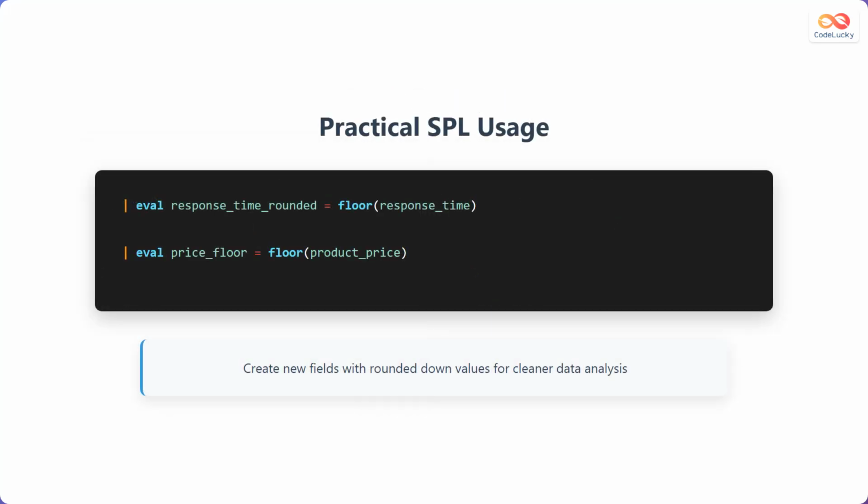In practical Splunk queries, you'll commonly use the floor command to create new fields with rounded values. For example, pipe eval response_time_rounded equals floor of response_time creates a new field with whole number response times. Similarly, pipe eval price_floor equals floor of product_price rounds down product prices. These rounded fields make your data cleaner and easier to analyze in subsequent operations.